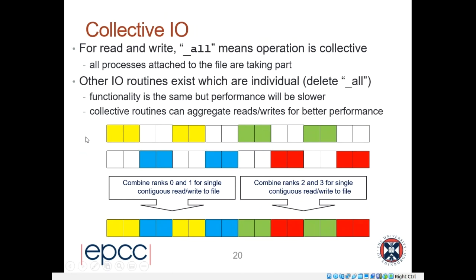So it can do clever things. Because I know everybody's writing, the yellow and the blue process are both writing. That means I can collect that data together into a single block and do one big write. And then maybe combine the data from ranks 2 and 3 and do a single read and write. So collective routines can aggregate reads or writes for better performance. And this turns out to be absolutely crucial for parallel IO. It makes factors of 10, 100, 1,000 in performance, at least on Archer. I haven't benchmarked it in detail on Archer2, but it is absolutely crucial to do collective routines.